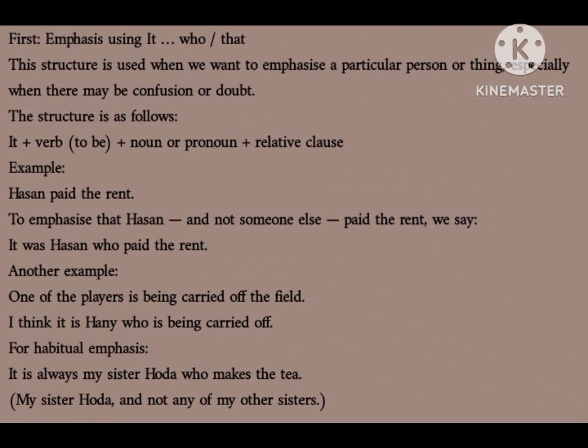First, emphasis using it, who, that. This structure is used when we want to emphasize a particular person or thing, especially when there may be confusion or doubt. The structure is as follows. It plus verb, to be, plus noun or pronoun plus relative clause. Example. Hassan paid the rent. To emphasize that Hassan, and not someone else, paid the rent, we say, it was Hassan who paid the rent.